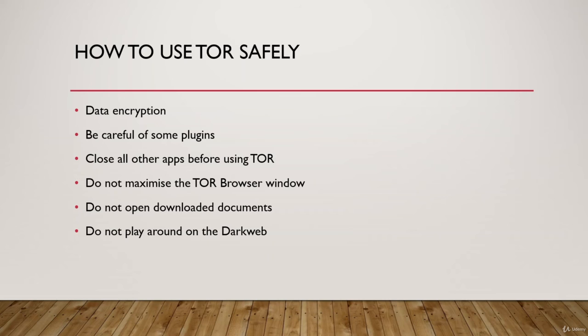So let me summarize. Once again, data encryption for safety is pretty good, so it works the right way. Be very careful with the plugins that you can download for the Tor browser. Download nothing when you're visiting the deep web. Nothing, never. Close all apps when you're using Tor. Don't forget about this: all apps closed, only the Tor window open. Don't maximize your Tor window, because you can be tracked if it's maximized. Don't open downloaded documents, or don't download any document. Don't start downloading stuff, because it can be viruses, malware, or any kind of thing. You're not on the surface web, you're on the dark web, so you have to be very careful. And don't start to play around once again, because you can get onto websites that you don't want to get into.